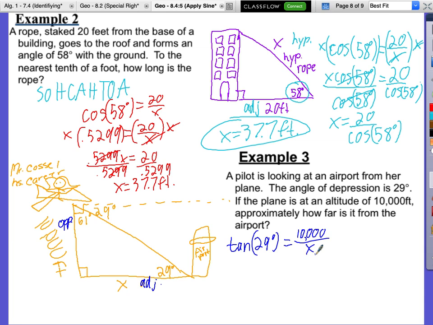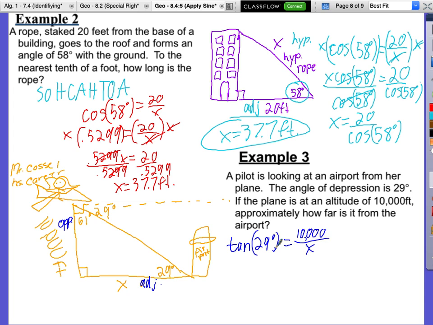How do you get the 10,000 over x? How do you put it over there? So Josie said, since we can deal from 29 degrees, opposite is what we have, which is 10,000. We need the adjacent. We choose tangent because we have opposite and adjacent, and then we say tangent of the angle 29 degrees is equal to the opposite over the adjacent. Well, the opposite is 10,000. The adjacent is x. 10,000 over x. Does that answer your question, Ian?